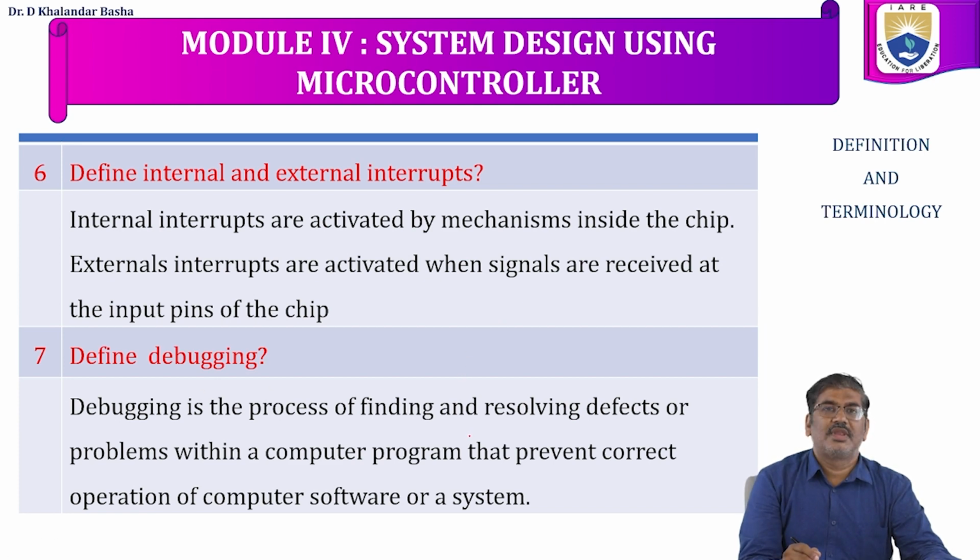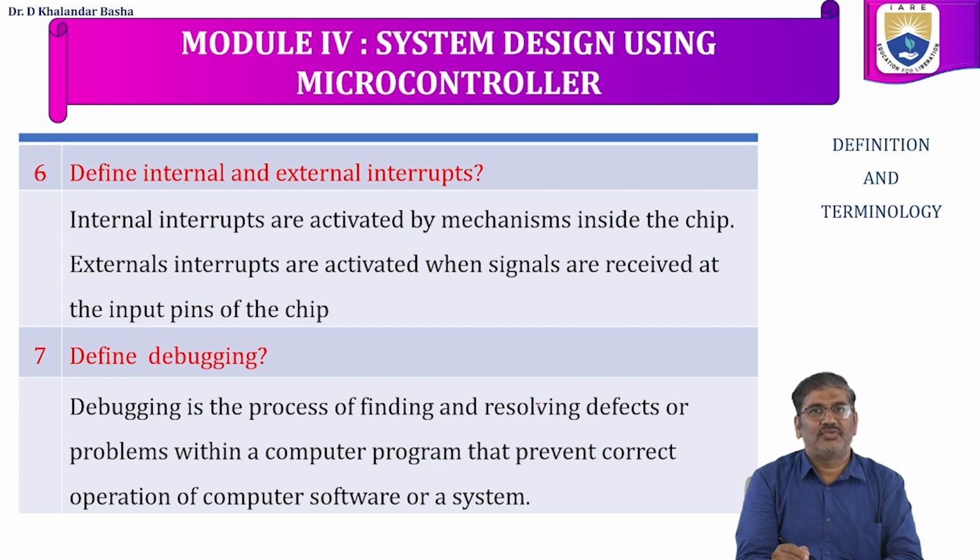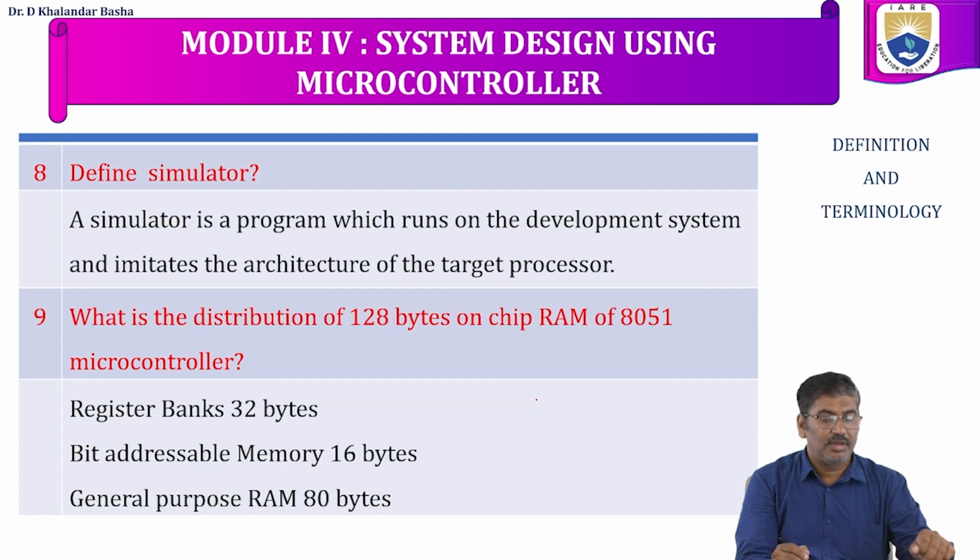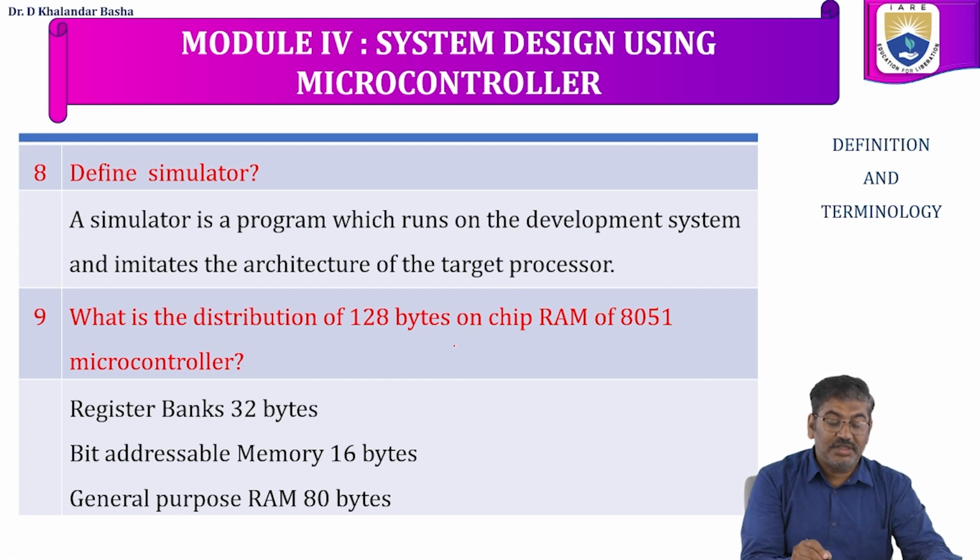Define debugging. Debugging is the process of finding and resolving defects or problems within a computer program that prevent correct operation of a computer, software or a system. Define a simulator. A simulator is a program which runs on the development system and imitates the architecture of the target processor.